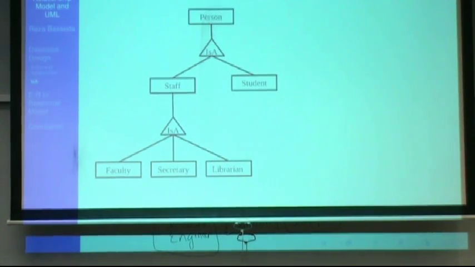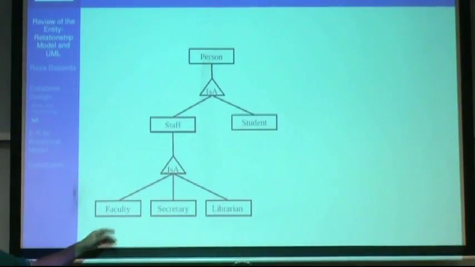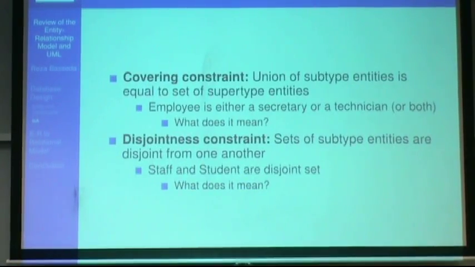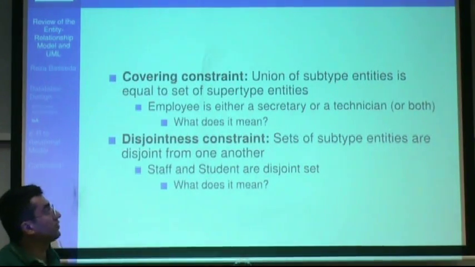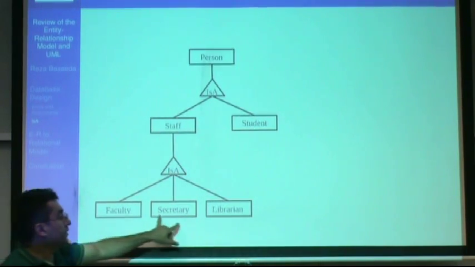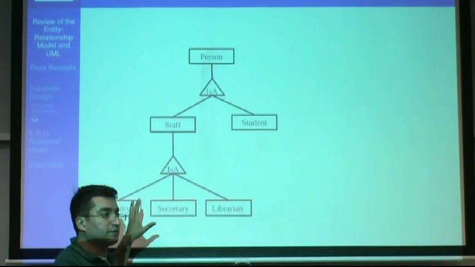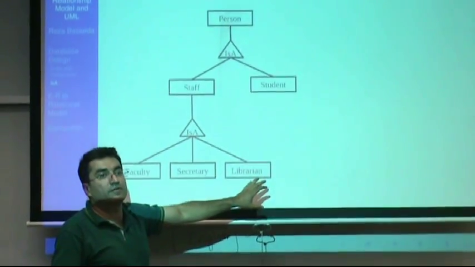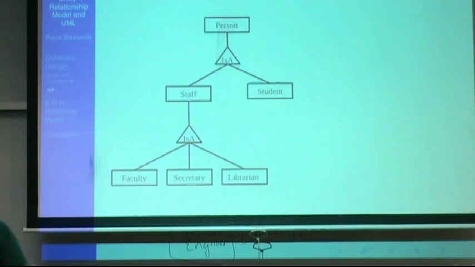Go to this diagram. Here, for example, the covering constraint says that the union of subtype entities is equal to the set of supertype. Okay, it means that faculty, secretary, librarian is a staff, and there is no one else in staff. Okay, whoever is staff should be part of this. Then it means that this is a covering constraint.